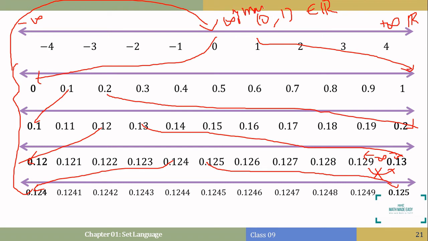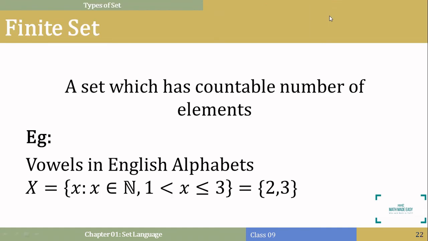Those are infinite sets. Moving on to another type of set called the finite set, where you have a countable number of elements. So we were discussing that natural numbers between an interval are finite, but real numbers between an interval are infinite. So let's bring it in as a set.